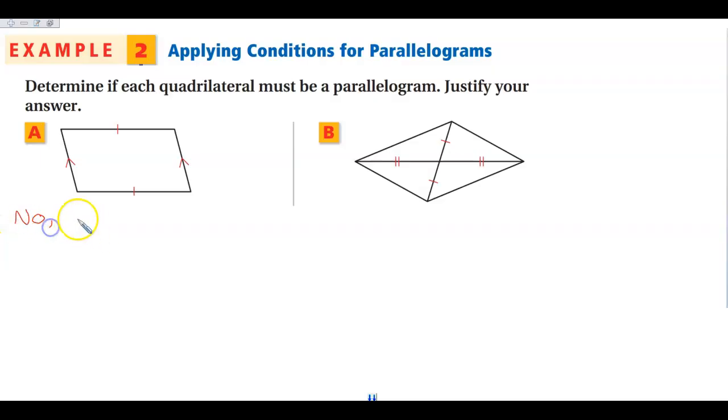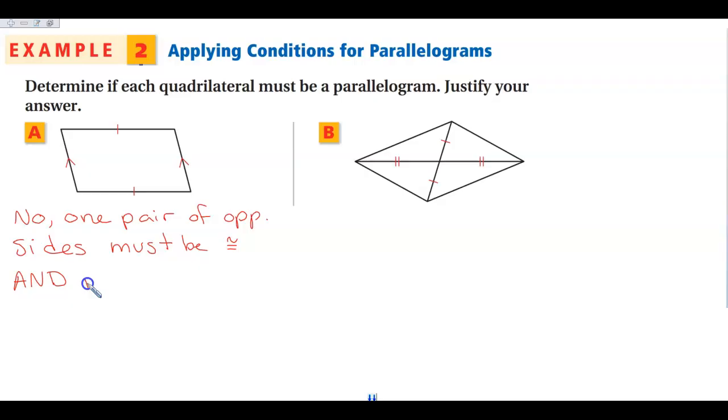So this is not enough information because one pair of opposite sides must be congruent and parallel. Okay, it's got to be one side has to be both. So if I had our single dashes over here instead of here, that would be enough to know. But I have it the other way around.